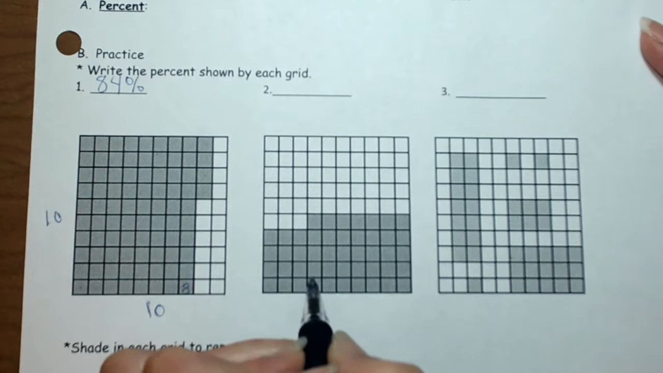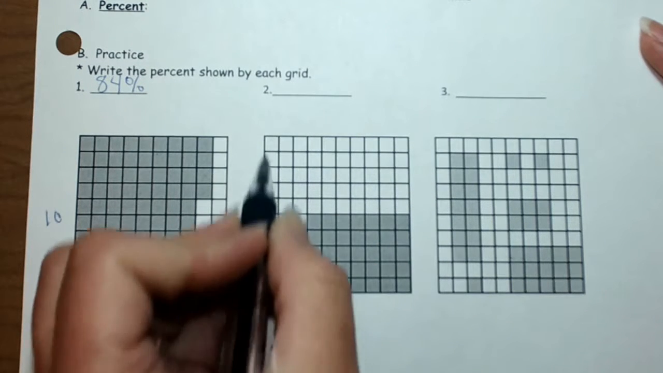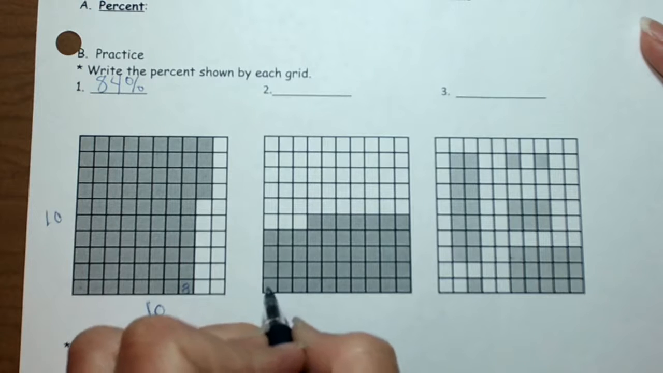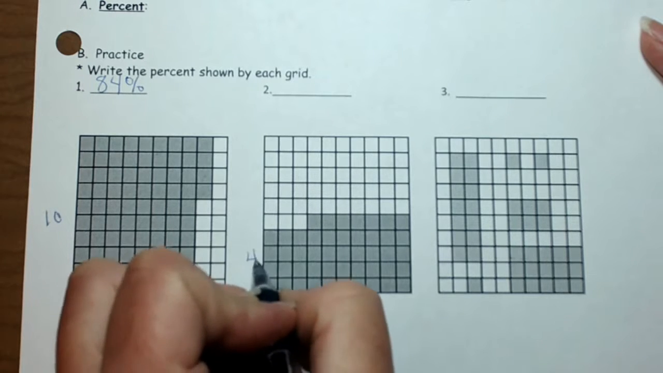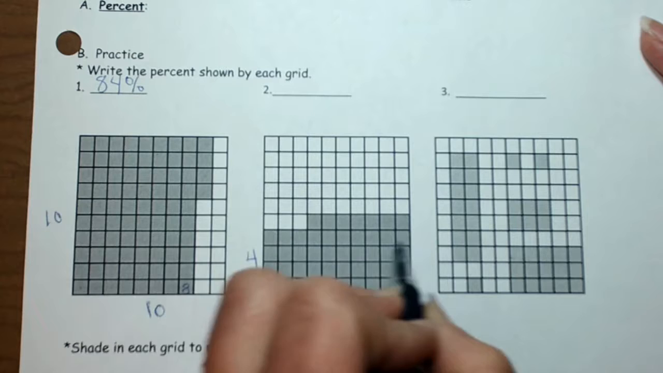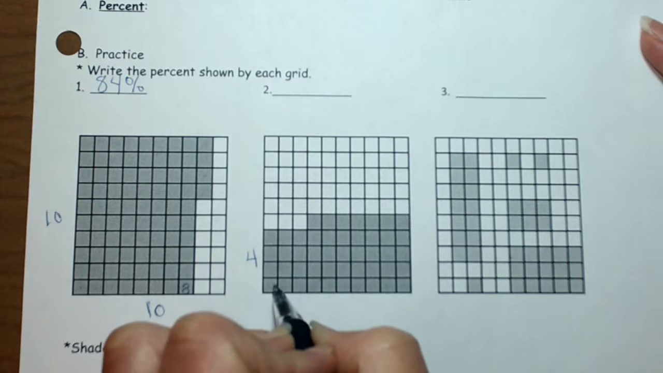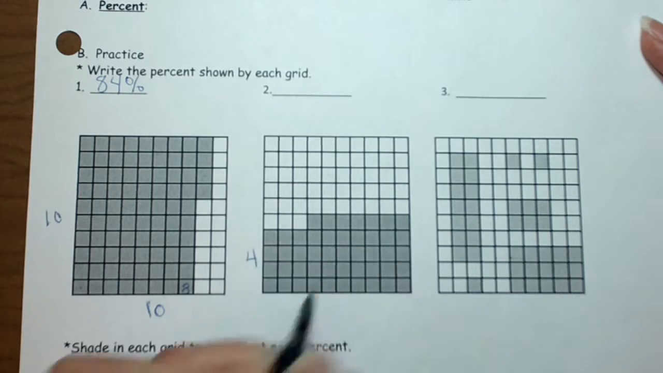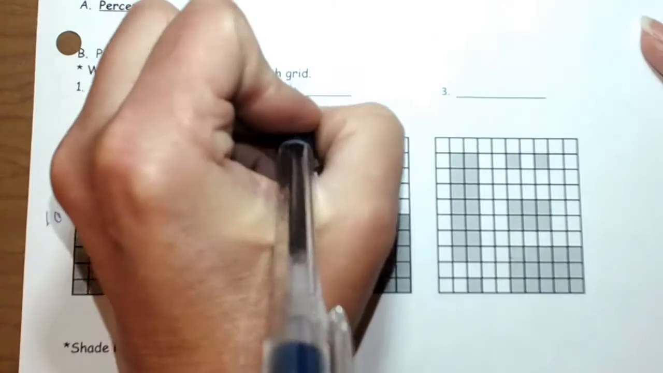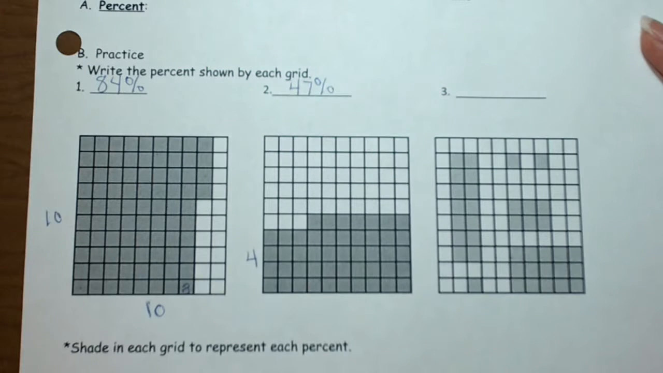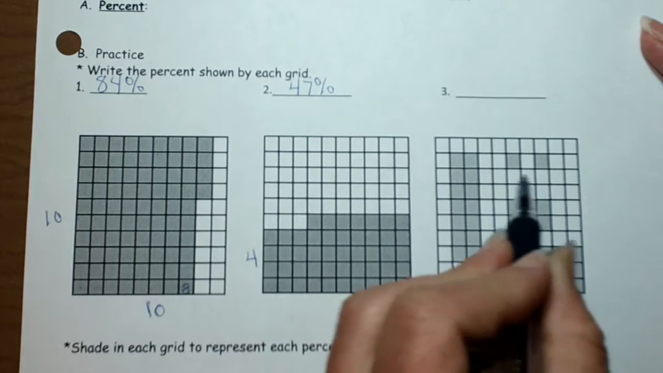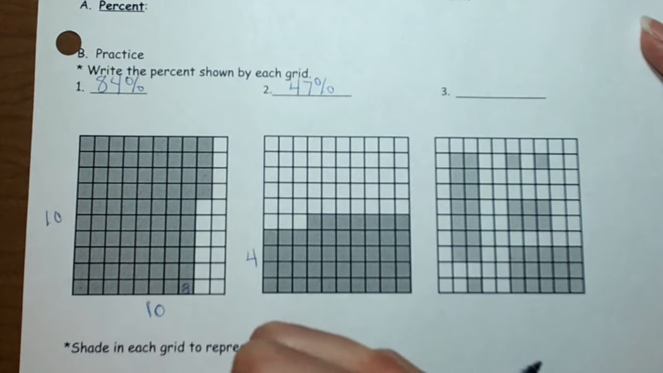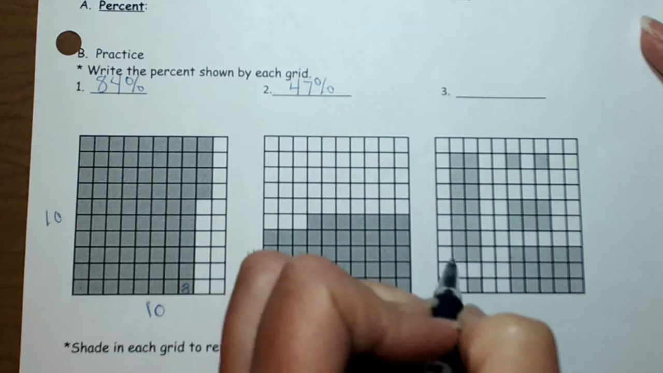Okay, so if I go on to the next one, this is the same type of grid, so it's still 10 by 10. So I have right here 4 squares shaded, or 4 rows shaded, so that's 40, plus 1, 2, 3, 4, 5, 6, 7, so that gives me 47 shaded squares, which would be 47%. In this case, they're scattered, so we're going to have to just count individually.